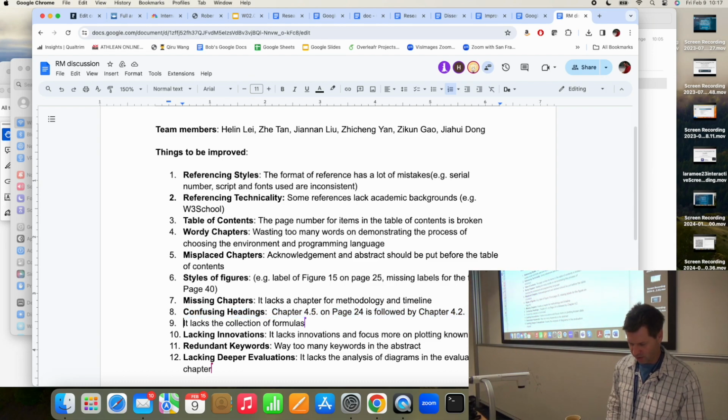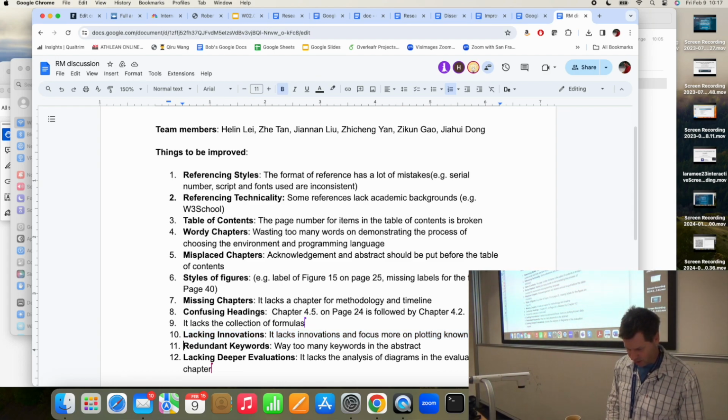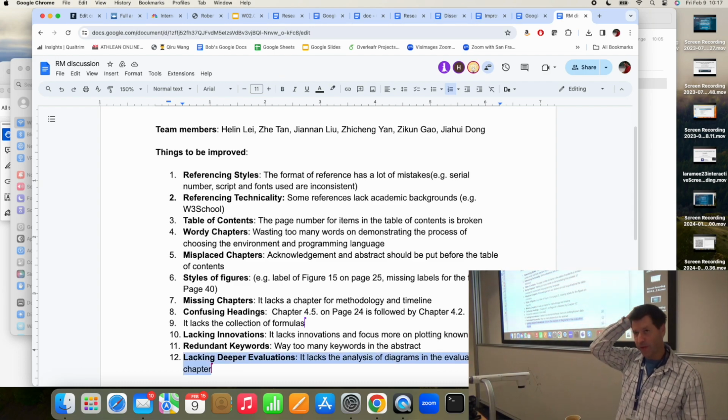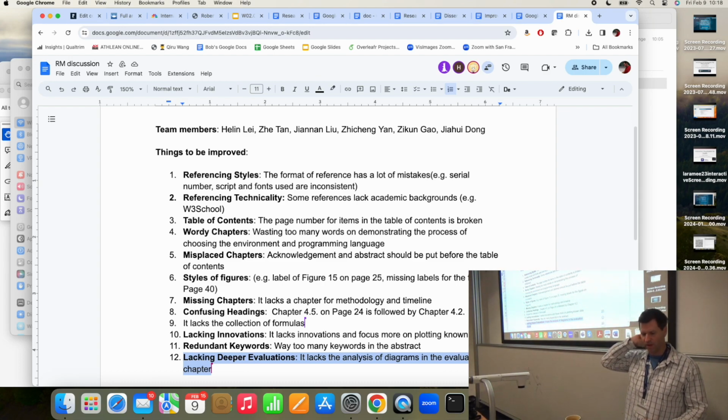Lack innovation. Yes, that's true. This one lacks innovation in a big way. So that's very true. Well spotted. Redundant keywords. Yes. Lacking deeper evaluations. Yes. The evaluation is very, very weak in this one. It's really, really weak. So that's a good evaluation here.